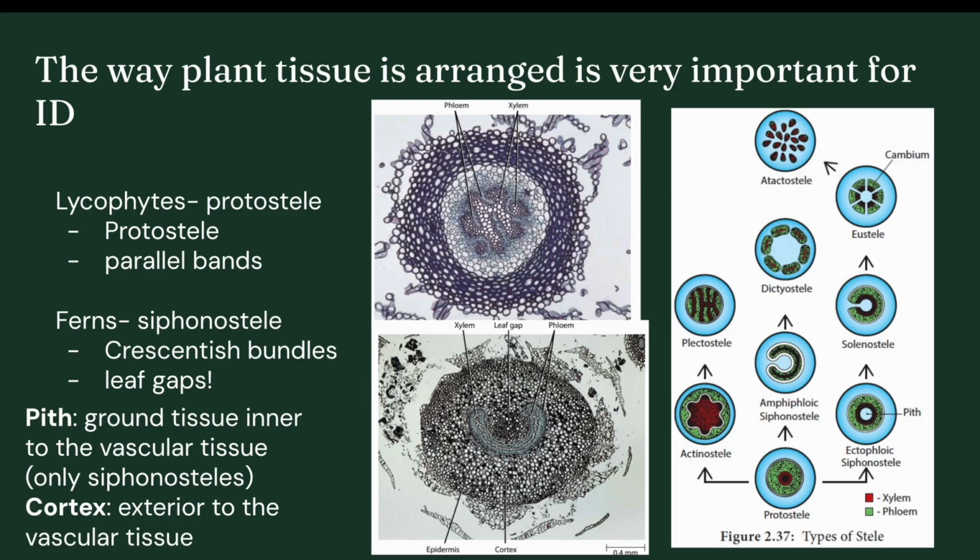Oh, also, another quick point involving the siphonostele and eustele is that because they have ground tissue both interior and exterior to the vascular tissue ring, they are given different names. So the ground tissue in the interior is called the pith, and the ground tissue to the exterior is called the cortex.